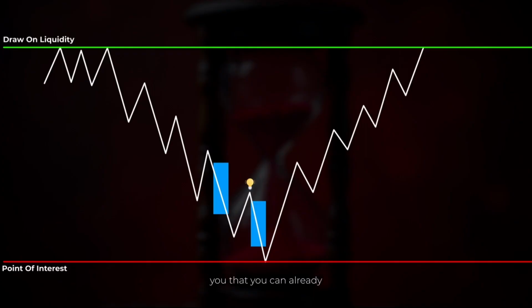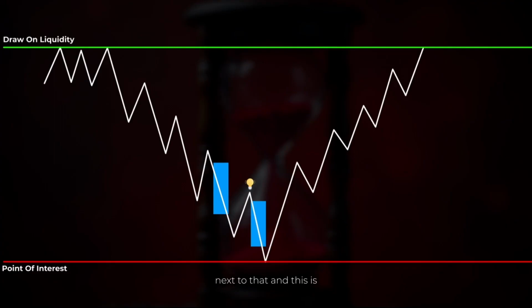But what if I told you that you can already anticipate this market structure shift pattern taking place before it is even formed? Because when the market displaces above this lowest CB right here, the final bearish value gap, it's already a sign of the underlying order flow beginning to change.